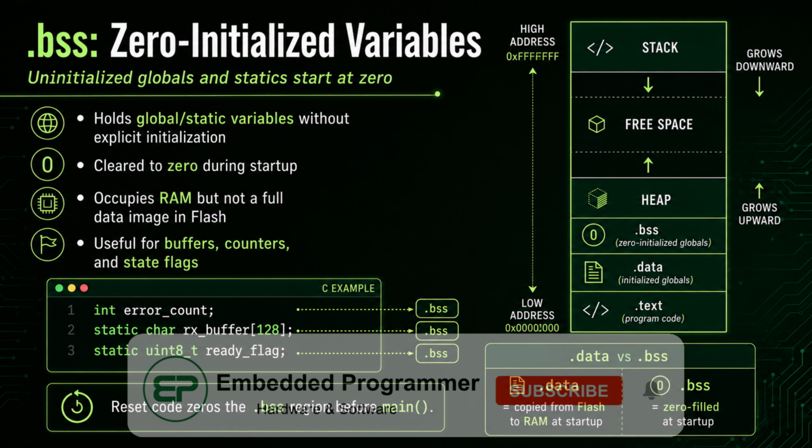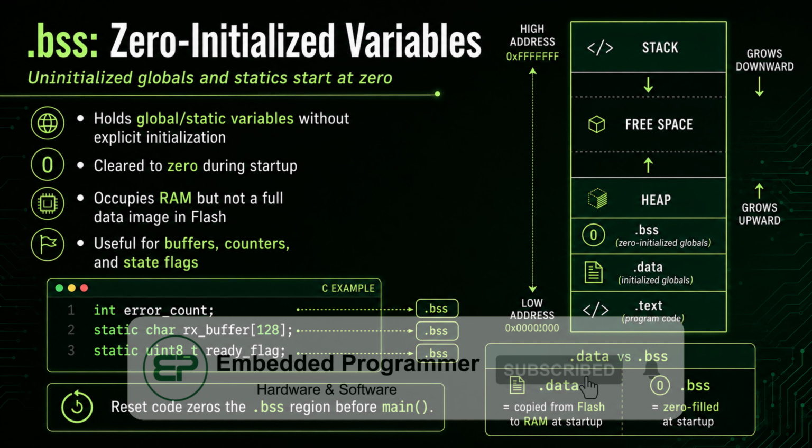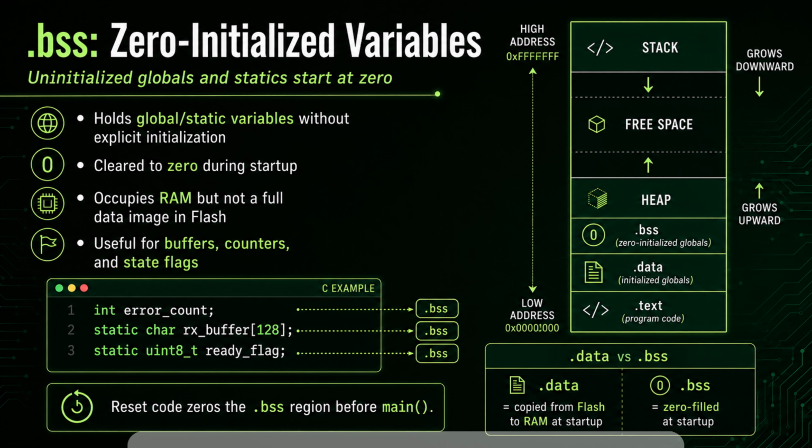The .bss section is used for global and static variables that start at 0. For example, if we write int error_count without assigning an initial value, that variable usually goes into .bss. The same is true for static buffers, counters, flags, and state variables that do not have explicit initialization. .bss variables still occupy RAM. This is very important. .bss is not free memory. If you create a large receive buffer in .bss, it still reduces the available RAM in your system.